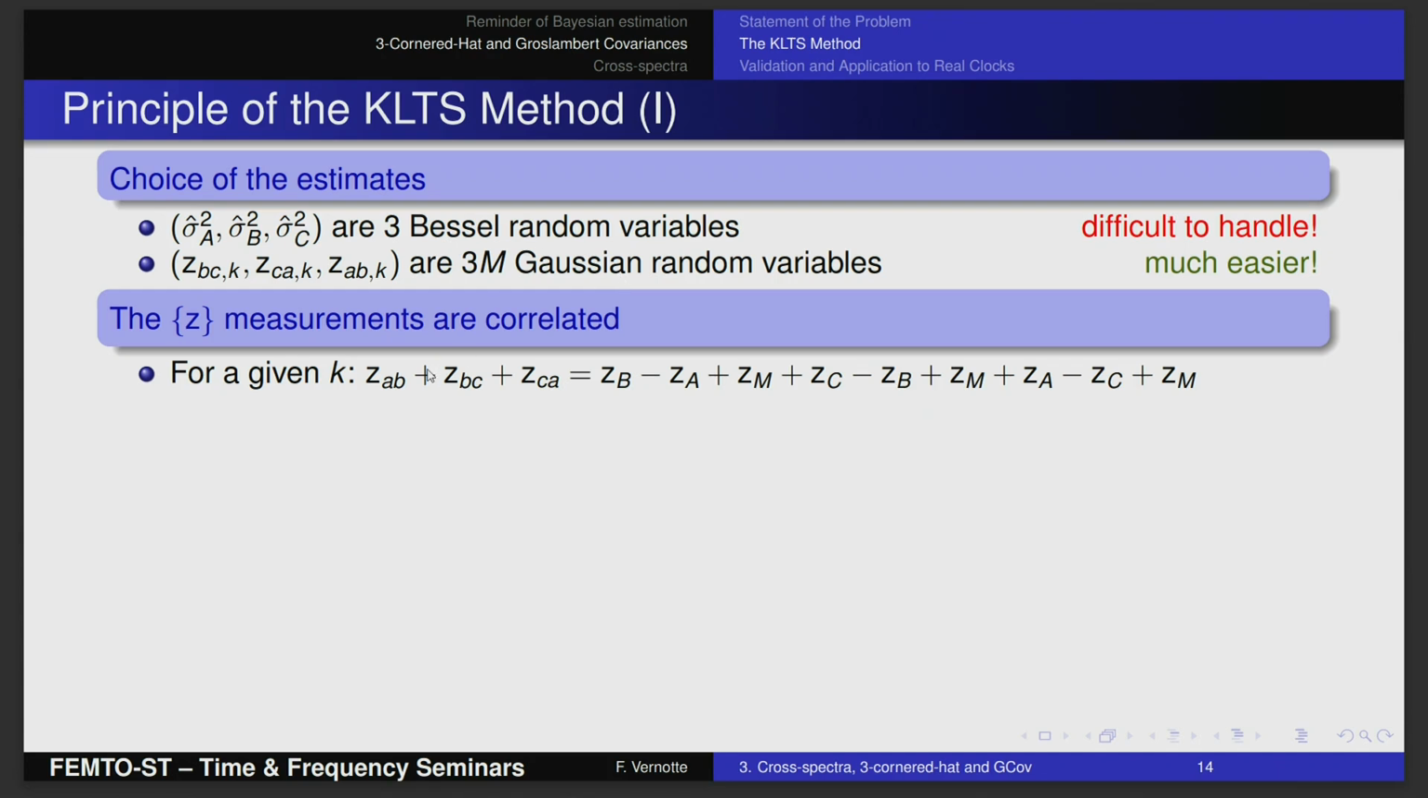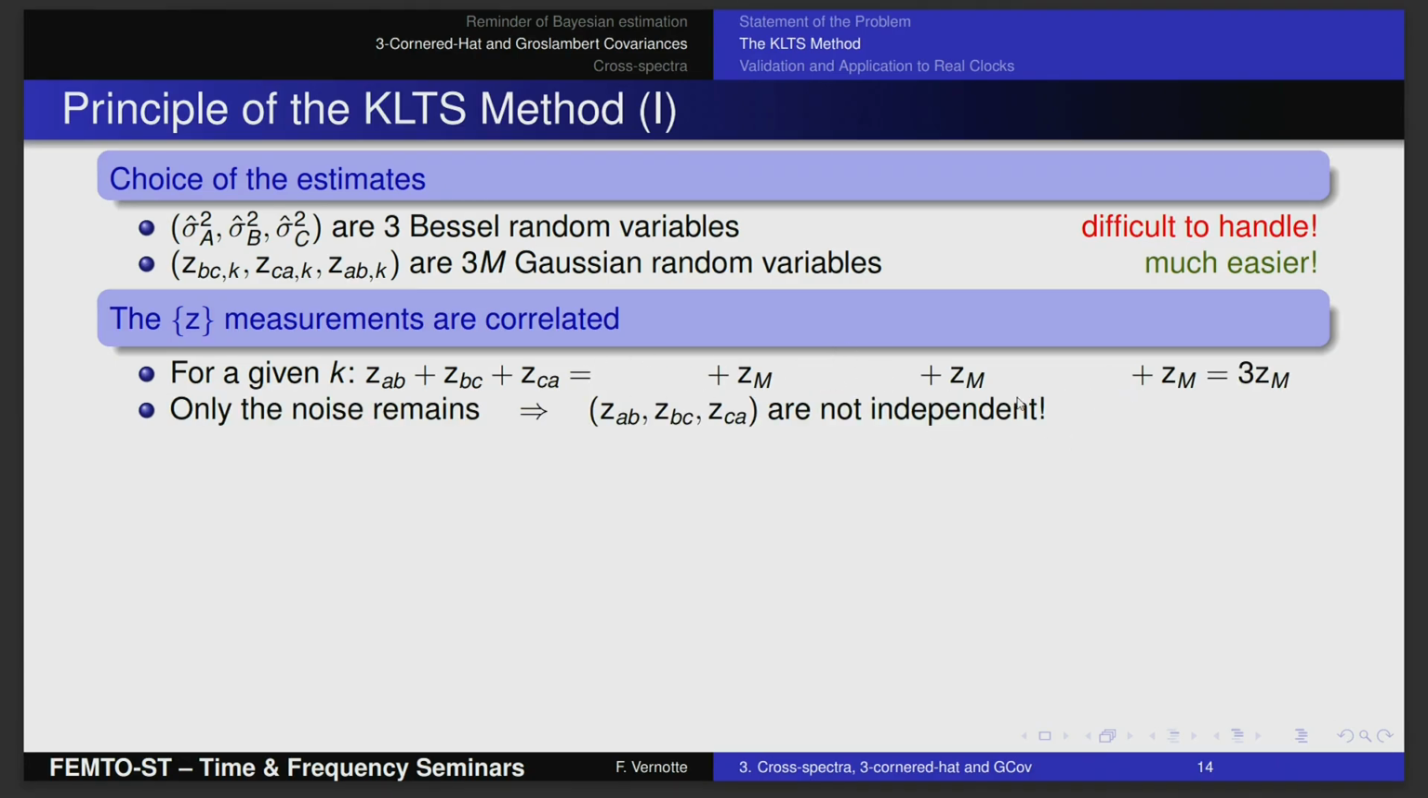So remember that there is a relationship if you add all the measurements coming from all the time interval counters, because you have here ZAB plus ZBC plus ZCA, which is quite easy to do for each time value. And you can replace ZAB by ZB minus ZA plus ZM, the noise, and you can do the same for the other ones. But you see that here you have minus ZA plus ZA, so you can remove it. You have plus ZB minus ZB, so you can remove it. You have plus ZC minus ZC, you can remove it, and you retrieve only the noise.